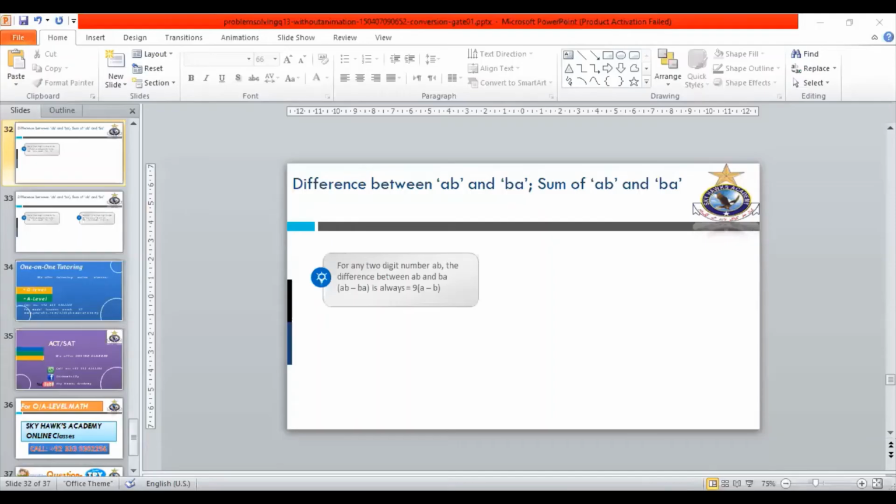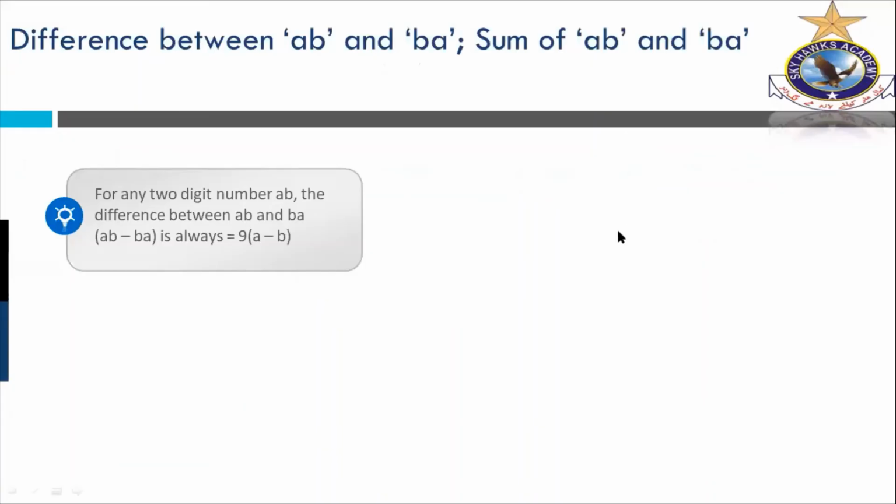Once again we are starting from here. There was a loss of connection, so there was a little interruption. But anyhow, for any two-digit number, what I was saying is that this time the difference is given, and the next time the sum of AB and BA is given, or the multiple or product.